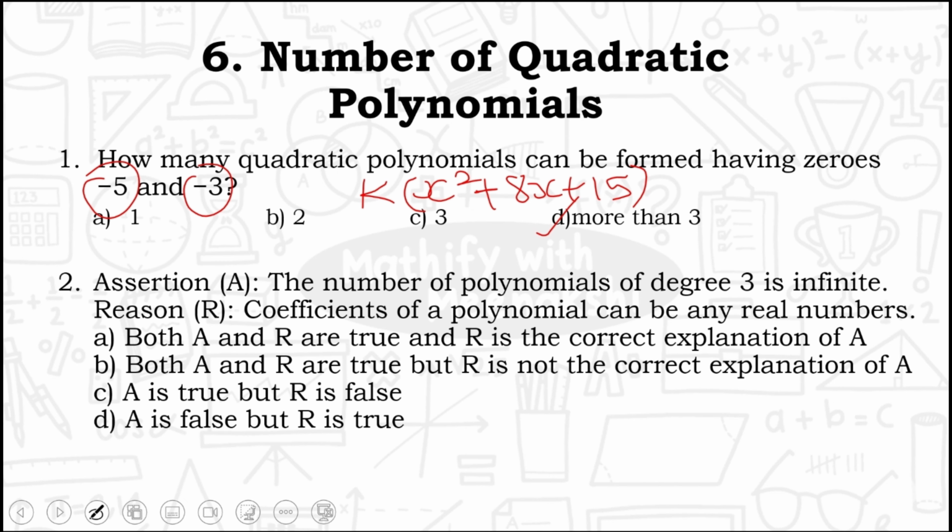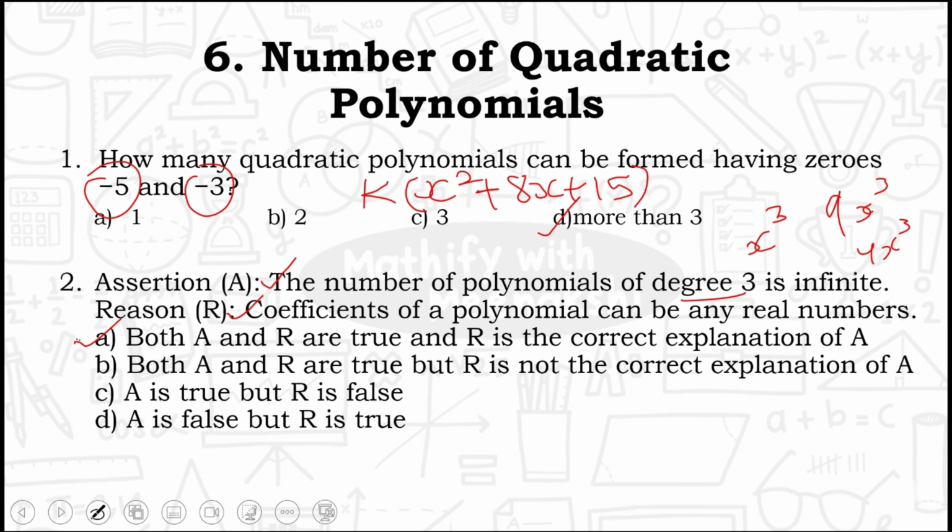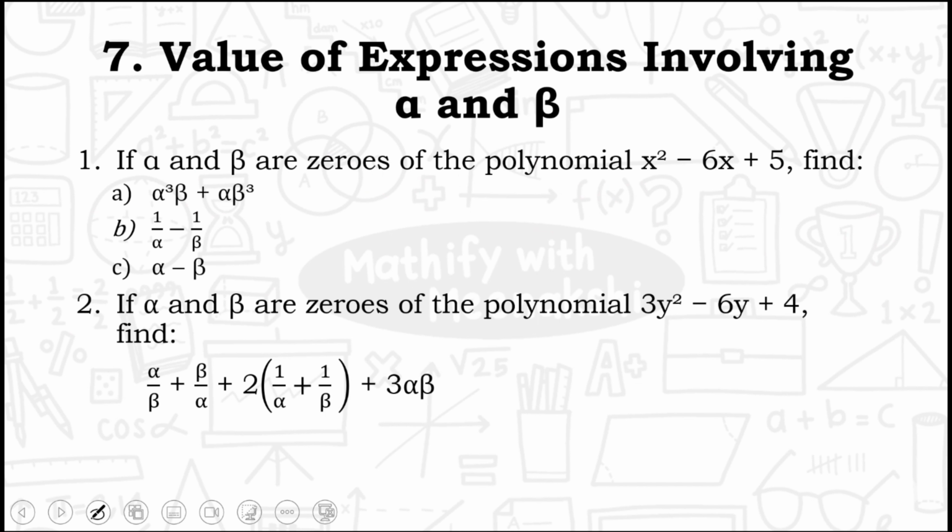Let's move to the second question. Assertion: the number of polynomials of degree 3 is infinite. Is it correct? Let's write one polynomial, x cube. It's degree 3. I can also write 9x cube. You can also write 4x cube. So we can write any coefficient before x cube. So yes, it's correct that the number of polynomials of degree 3 is infinite. Reason: the coefficient of a polynomial can be any real number. Yes, it's correct, and it's the correct explanation. So the answer is A.